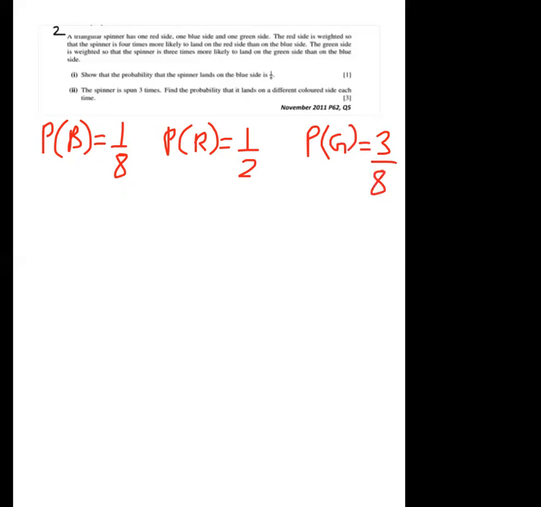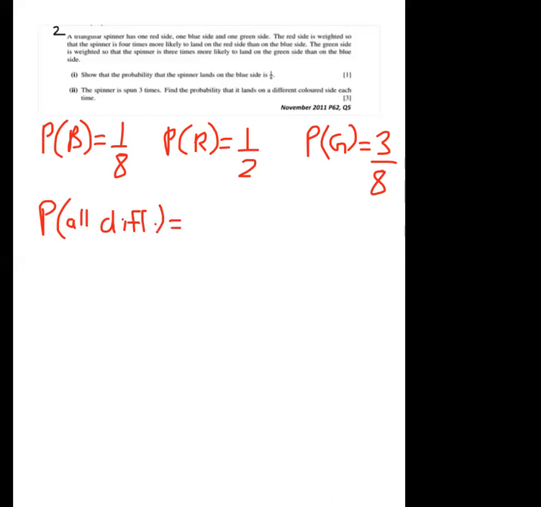On the second part, they're saying the spinner is spun 3 times. Find the probability that it lands on a different colored side each time. So it has to land on a different side each time. So you have to find the probability of all colors being different.